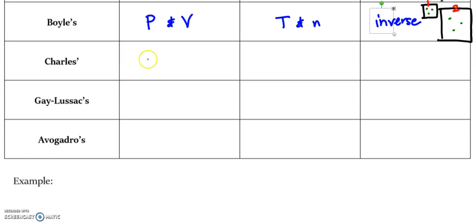Charles' law is a relationship between volume and temperature. And so that means your pressure and your moles are constant. So we're not changing the pressure. We're not changing the moles. This is a direct relationship.